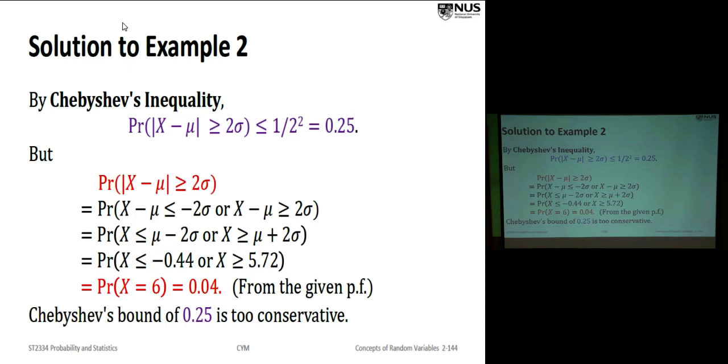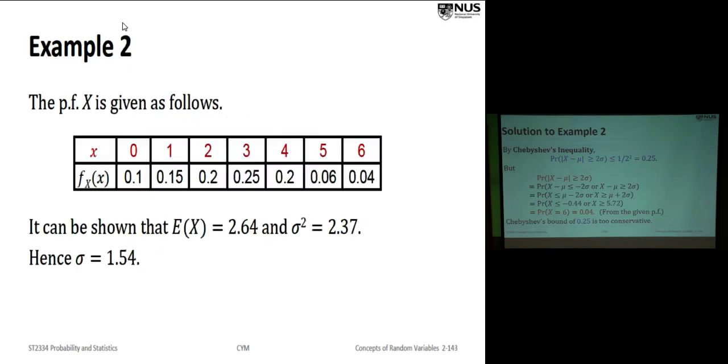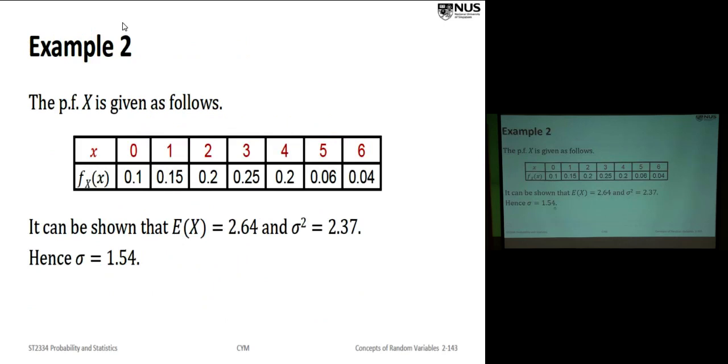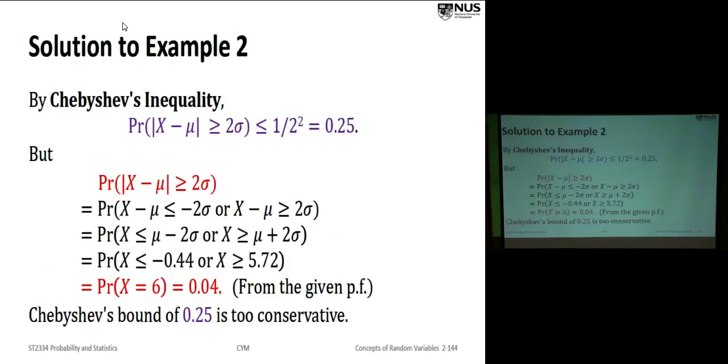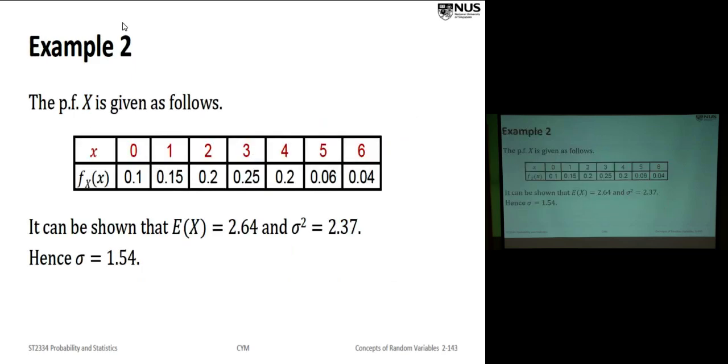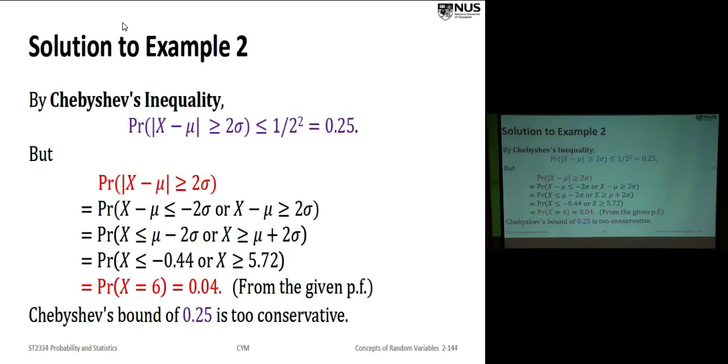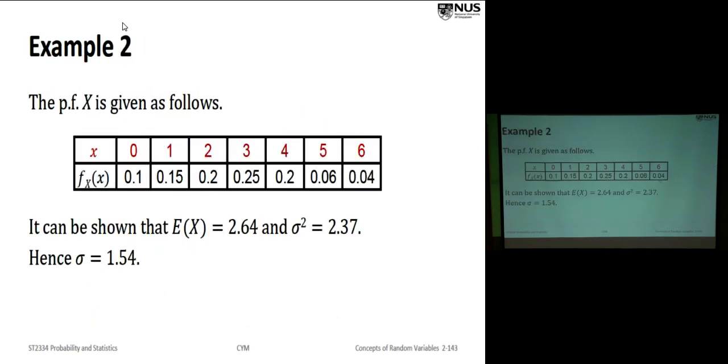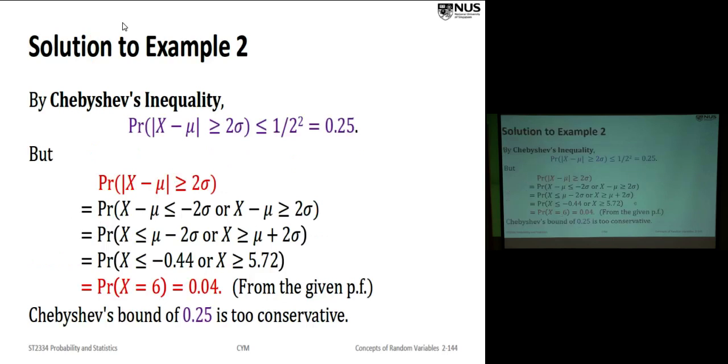But I know mu plus 2 sigma, right? Because I know that mu is 2.64 and sigma is 1.54. So I compute those numbers, and that's minus 0.44 and that's 5.72. I'm just substituting the values of mu and sigma into the formula. So that's the probability x is less than or equal to minus 0.44, or x is greater than or equal to 5.72. But we know something about this random variable, it's non-negative, so it can't be less than minus 0.44, and the chance it's bigger than 5.72 is the chance it's 6. So the probability that this happens is the same as the probability that x is 6, which is 0.04.